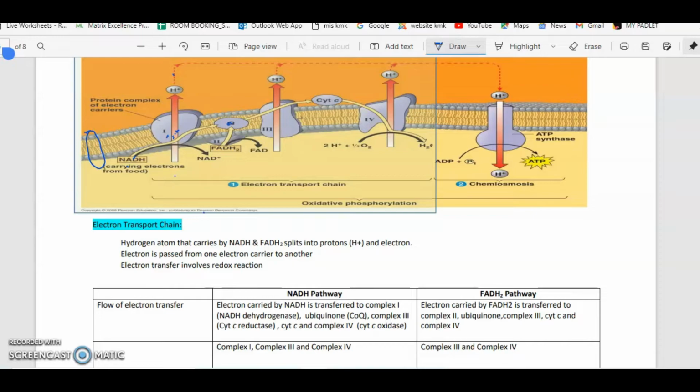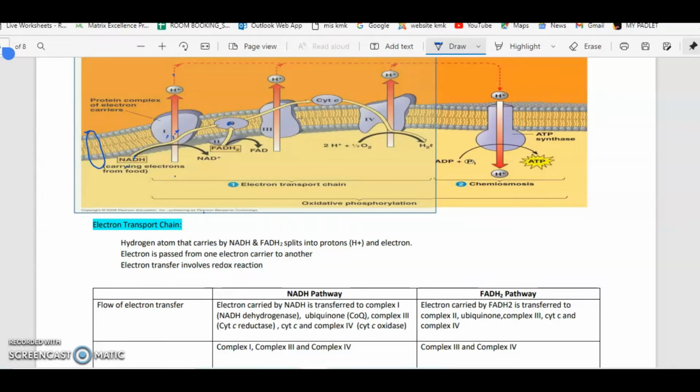Okay. Now the electron is at ubiquinone. So the ubiquinone will transfer electron to complex 3. Okay. So what happened? Complex 3 reduces, then ubiquinone oxidizes. Complex 3 will transfer electron to cytochrome C. Cytochrome C reduces. So complex 3 oxidizes. So complex 3 will pump hydrogen ion from matrix to intermembrane space.